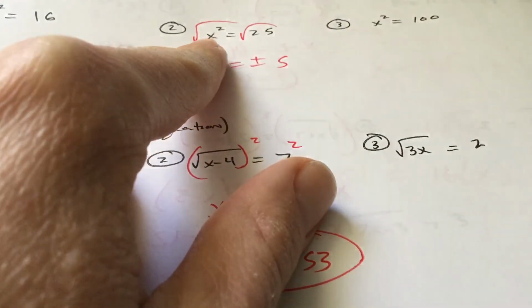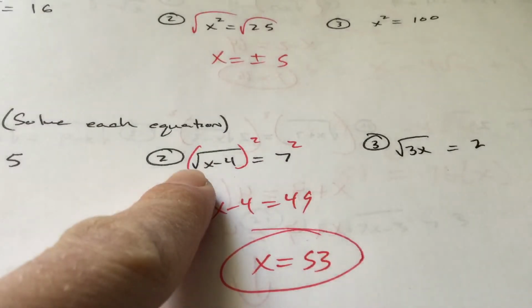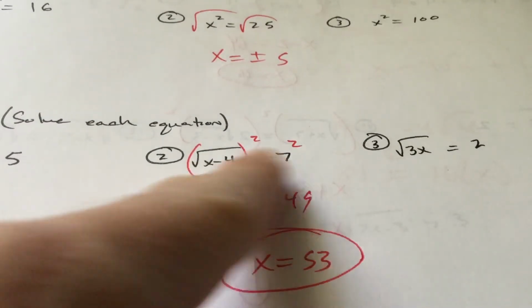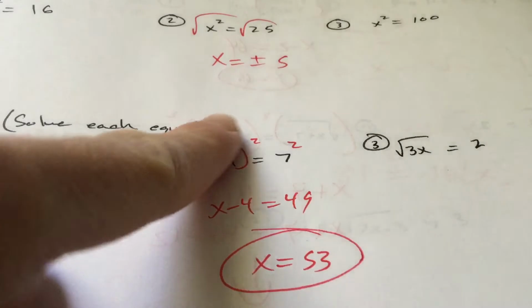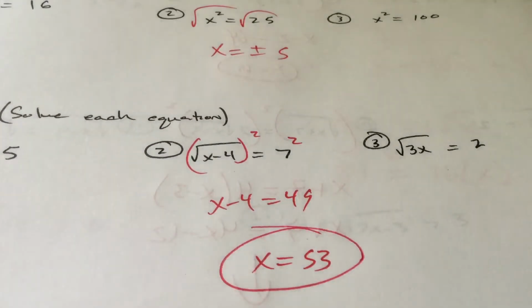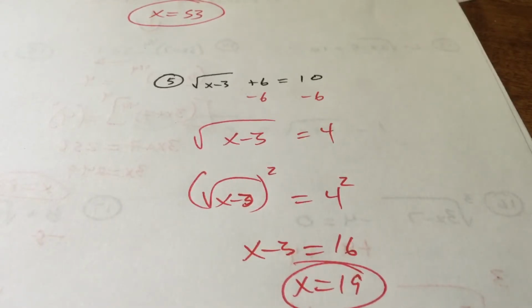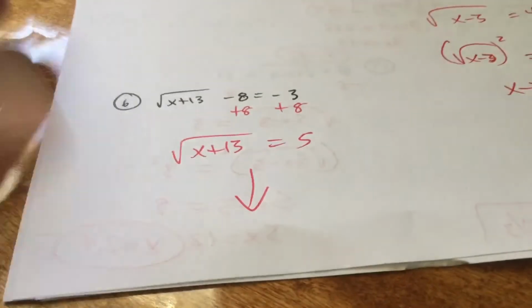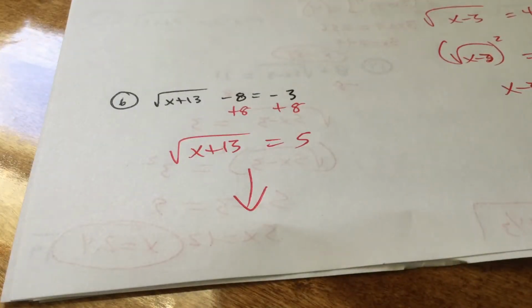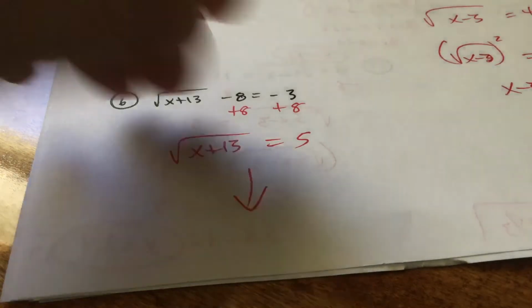Before, when I had x squared to get the answer, I took the square root. Now if I have the square root of x, I'm going to square both sides. When you square a square root, that just drops down. You get x is 53. Pretty easy section. Subtract 6 from both sides. You have the square root of x minus 3 is 4. Square both sides, add 3, boom. And then on 8, on 6, just add 5. Take the square root, or not square root, square both sides, and subtract 13. You should get 12. All right, folks, moving on here.